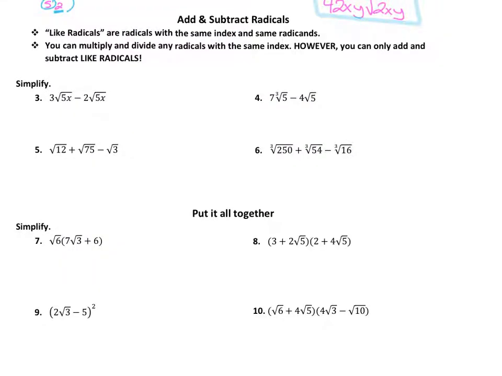When we add and subtract radicals, similar to when we multiply radicals, we can only multiply radicals if they have the same index. When we add radicals, they have to have the same index and the same radicand. A radicand is what's inside the radical, or what's inside the root.